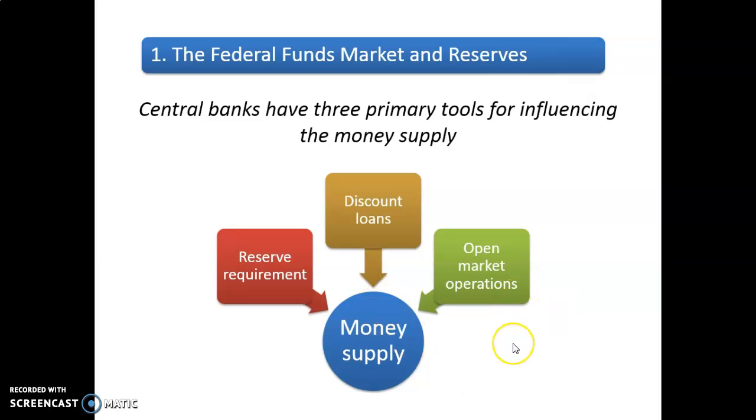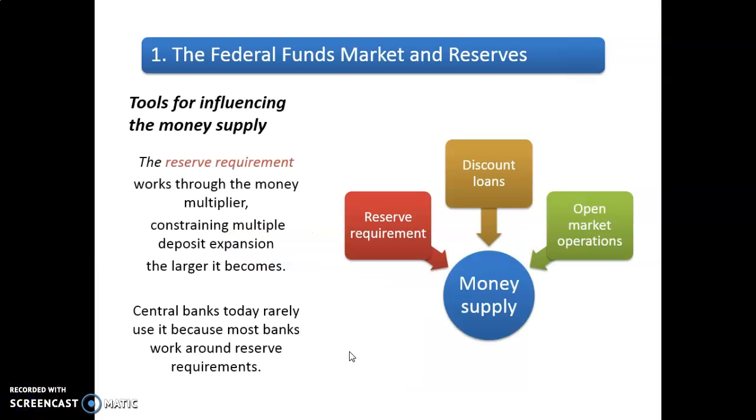And then the third tool is open market operations. As we learned last week, open market operations are conducted by the Federal Reserve Bank of New York. They buy and sell securities, generally government bonds. So to increase the money supply, they buy securities, and that injects cash into the markets. And to decrease the money supply, they sell securities.